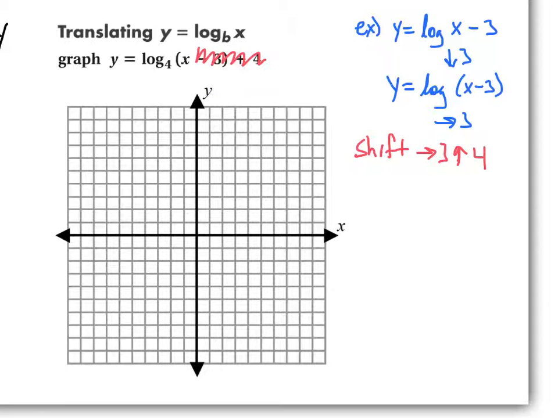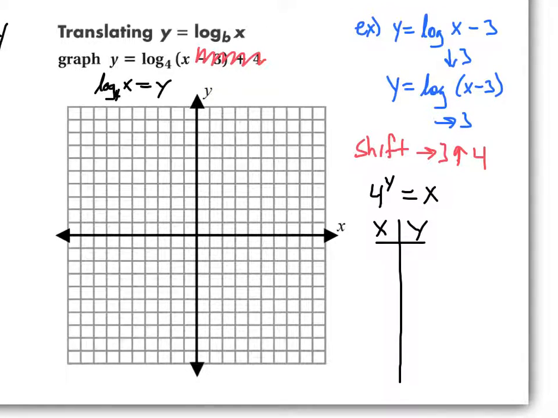And if I wanted to, I could flip that around so that I have it written the same as I did yesterday. Log base 4 of x equals y. How do I rewrite that in exponential form? That's exactly it. 4 to the y power equals x. And I now go through and make a t-chart. And look, the y is in the exponent.